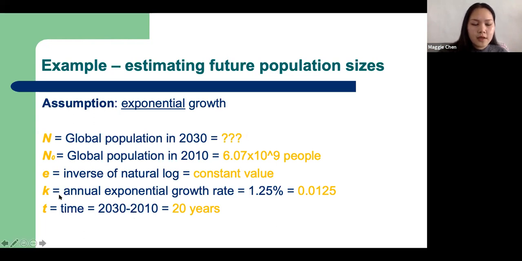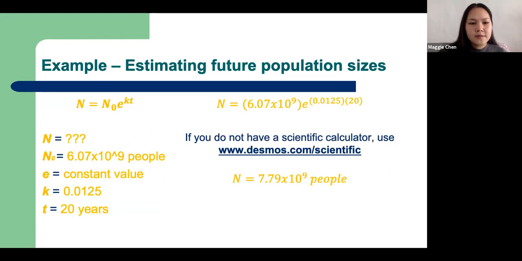But then our K, if we're given our annual exponential growth rate of 1.25% per year, we could rewrite that as a decimal as 0.0125 for our K. And for our time, since we're trying to estimate the global population at 2030, and we're using what we know from our N naught from 2010, we're looking at 20 years, that's our time period for our T. So taking into consideration all of this, how can we find our N?